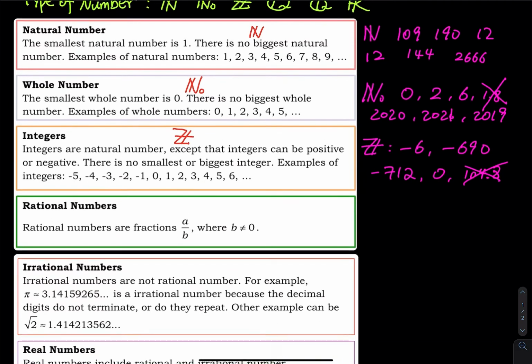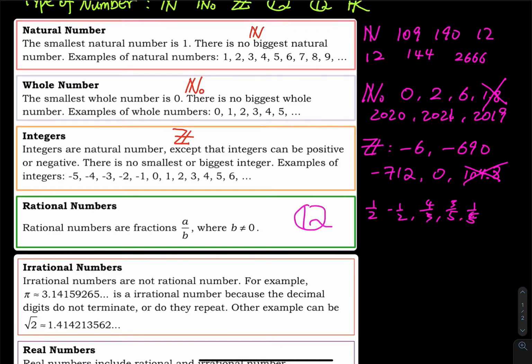Rational numbers. For rational numbers, we have 1/2, negative 1/2, right? For rational numbers, the symbol is this Q. So 1/2, negative 1/2, 4 over 3, 3 over 4, 1/5, and so on and so forth.